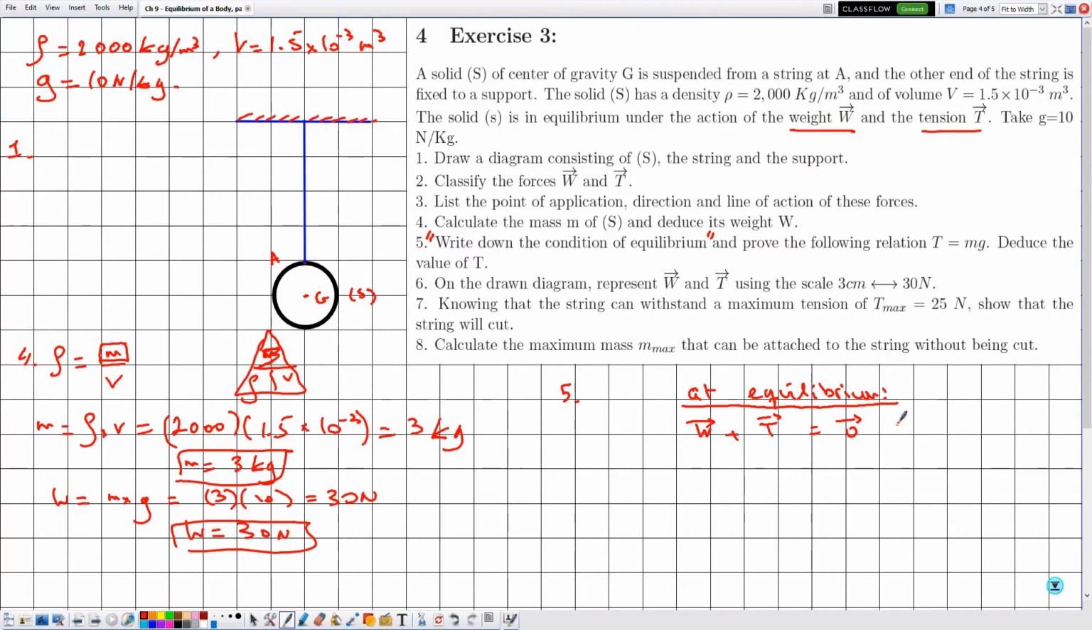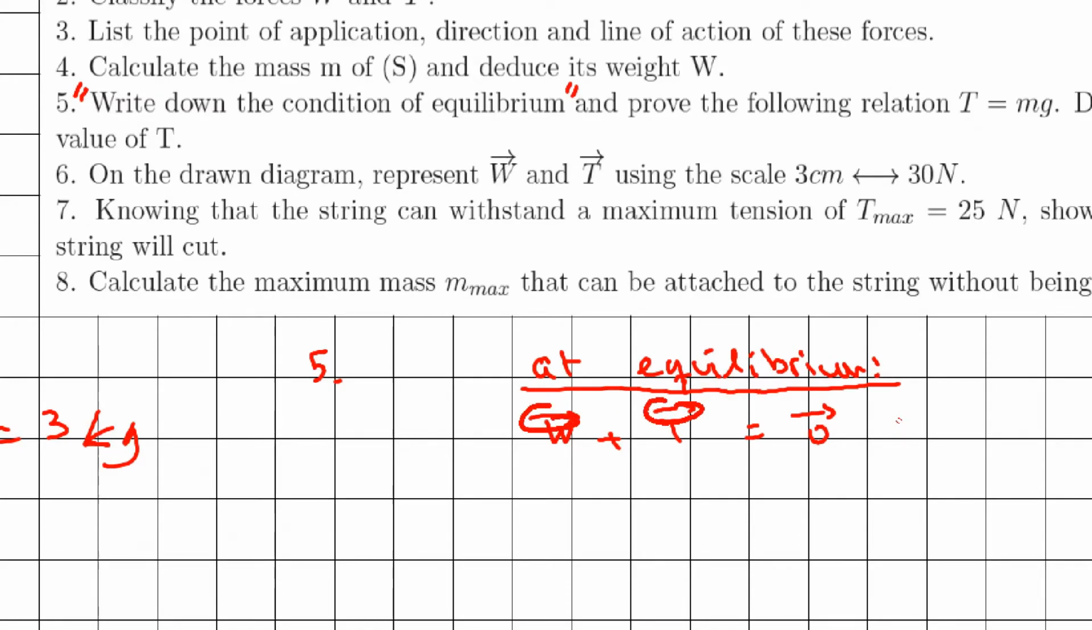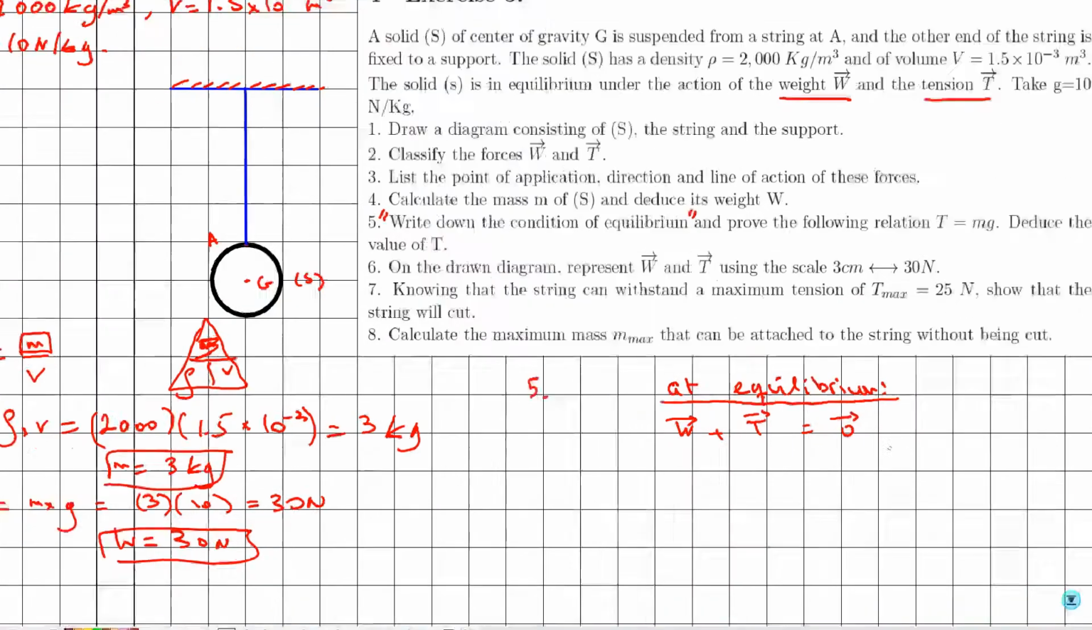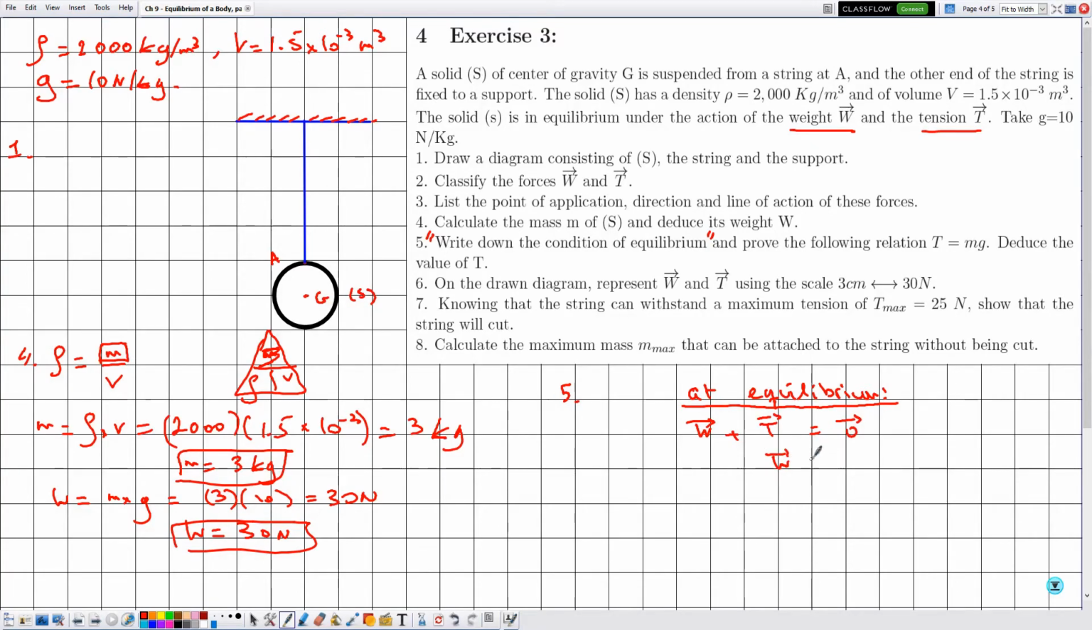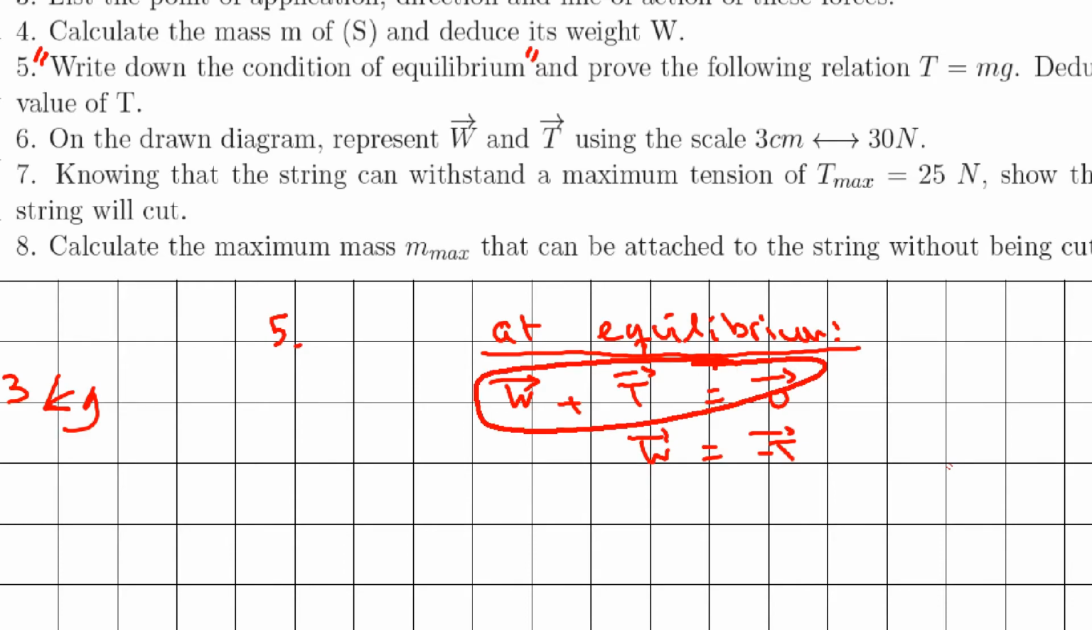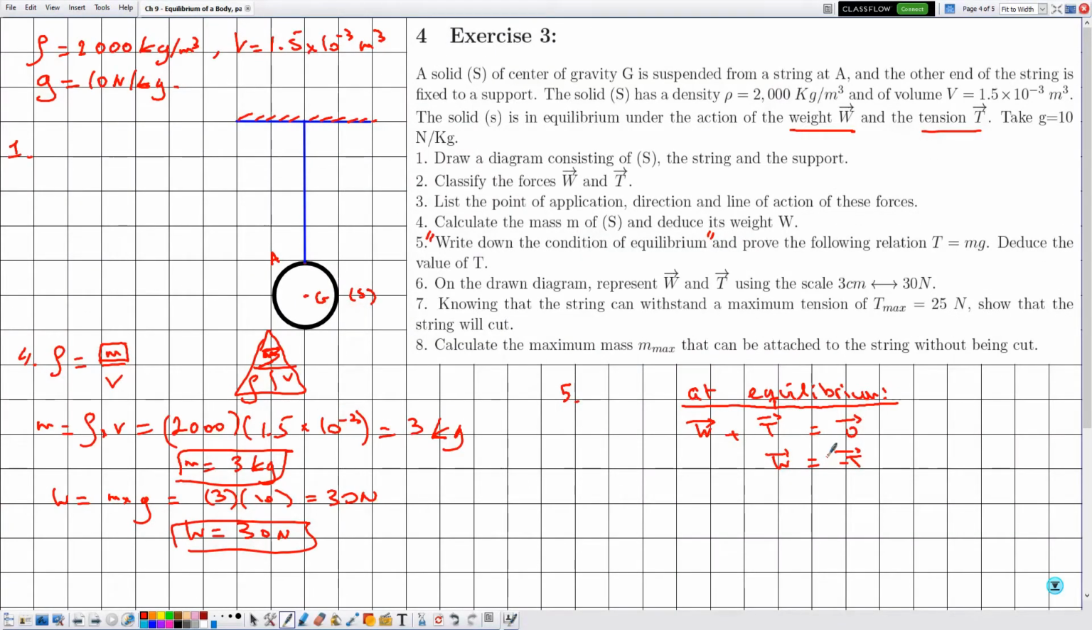We don't forget the vectors on each of these three quantities. And now dragging the tension to the right hand side, it will be w vector is equal to 0 vector minus t vector, which is simply w vector is equal to minus t vector. So the first equation, we read it in the following way: the sum of forces acting on the solid S cancel each other to give us the 0 vector. Whereas the second equation, we read it in the following way: weight and tension have the same line of action, opposite direction, and same magnitude.